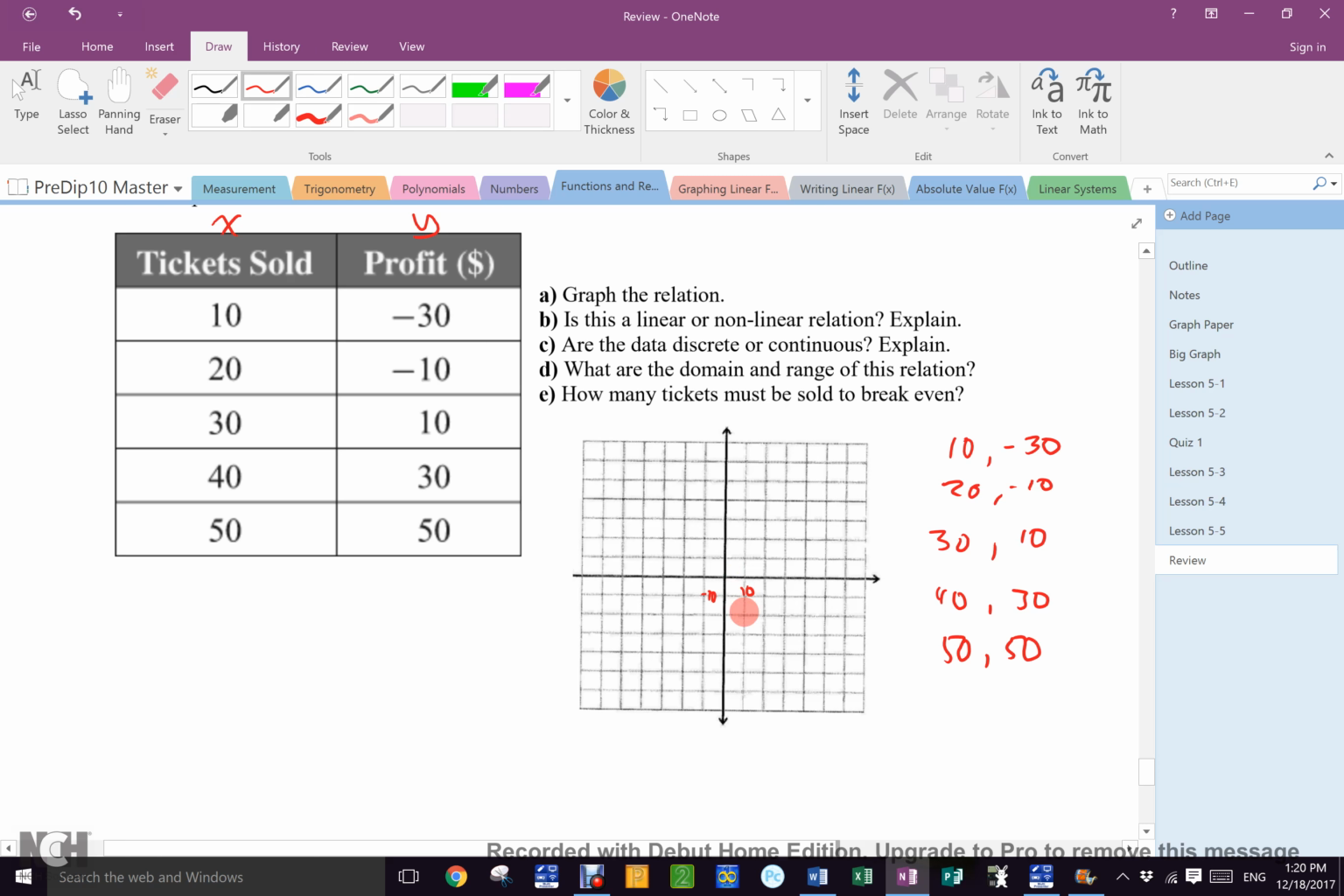When I'm at 10, I'm at negative 30. When I'm at 20, I'm at negative 10. When I'm at 30, I'm at positive 10. When I'm at 40, I'm at 30. When I'm at 50, I'm at 50. Graphed. Almost. Does it have the scales? Does it have axes? Does it have points? Yeah. Now, to finish this graph, what must I do?